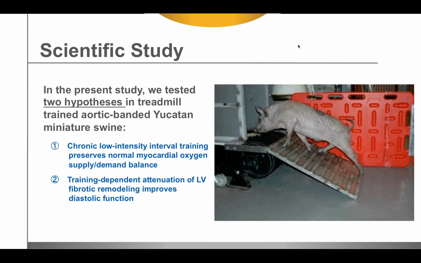And then also, we've seen an increase in fibrotic remodeling in these pig hearts, and we wanted to see if, with exercise training, we could change that fibrotic remodeling. And as I'm sure most of you are well aware, it does play a role in diastolic dysfunction in heart failure. So we were very interested in that question as well.